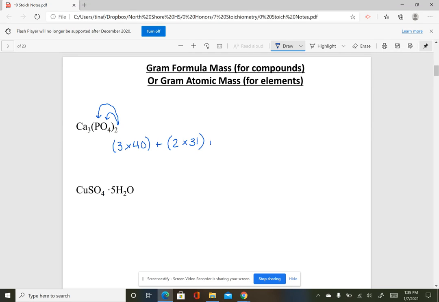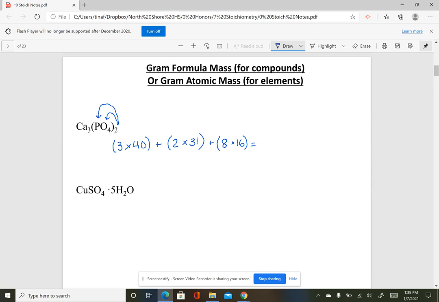All right, and then finally, guys, my last element in this compound is oxygen. So 2 times 4 is 8. I have 8 oxygens, and each oxygen weighs 16. Okay, so you guys can take a minute and put that in your calculator.